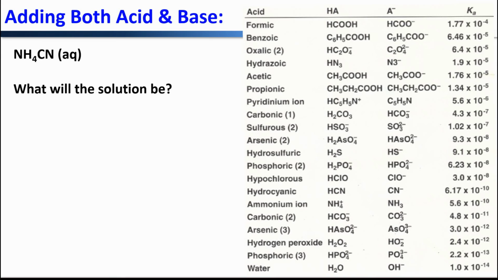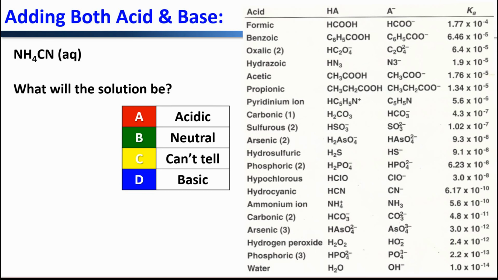Okay, let's give this a go with something a little mathy, but not too bad. So this is still going to be rather conceptual. I want to know ammonium cyanide, if I put that in solution, what am I going to get? Will the solution be more acidic, more neutral, can't tell, or basic?